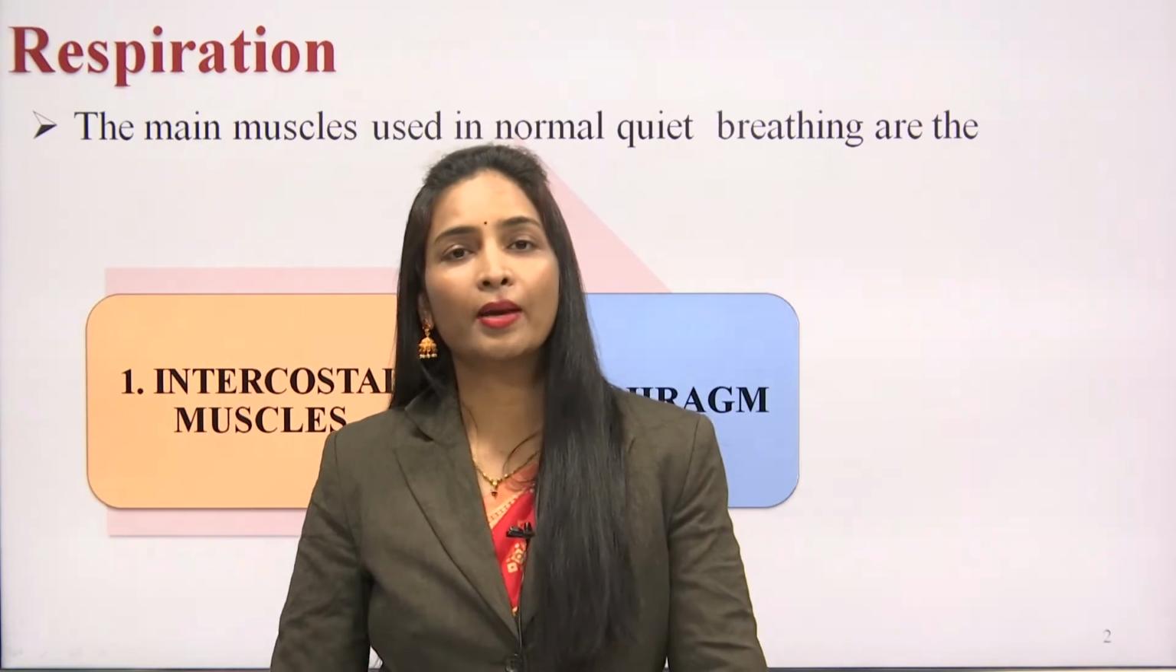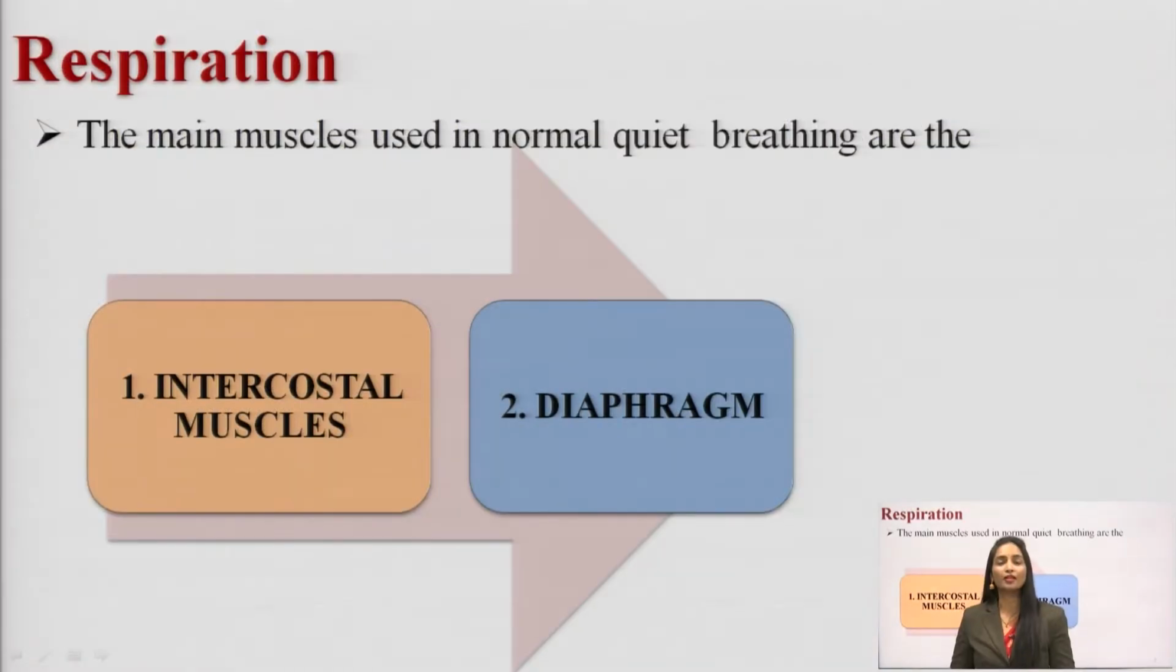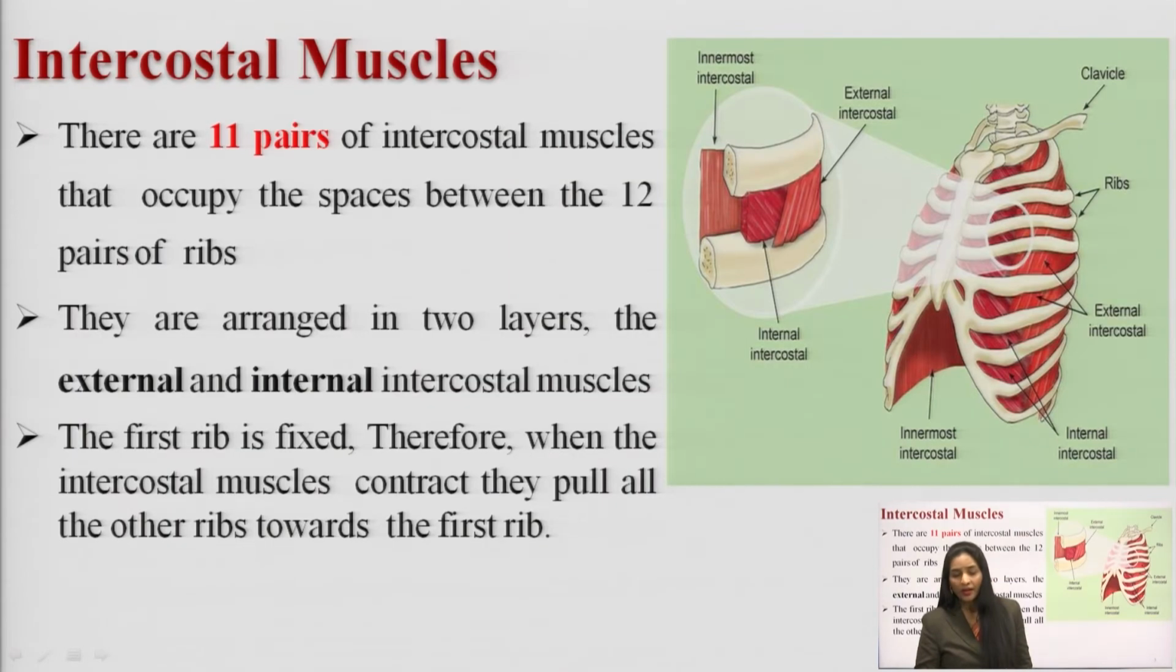Before talking about respiration, let me say what the most important muscles responsible for respiration are. We have mostly two important muscles which help in respiration: the intercostal muscle and the diaphragm muscle. By contraction and relaxation of these muscles, respiration occurs. So, what are the two most important muscles? One is the intercostal muscle and the second one is the diaphragm muscle. Next we see what an intercostal muscle is.